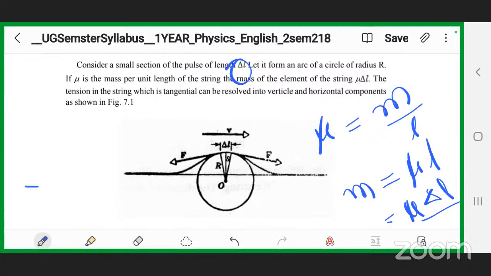What do you mean by pulse here? These you can call pulses, a short interval of time.